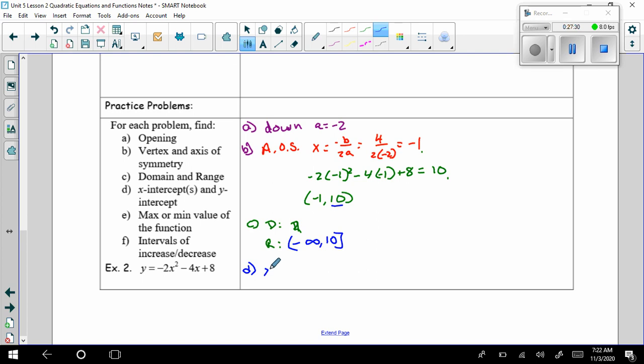D, my x-intercepts and y-intercepts. Well, my y-intercept is easier to find in standard form. My y-intercept is just 0, 8. We're going to write these as coordinates and not mix them up with like the axis of symmetry equation. My x-intercepts, I'm going to have to solve for those. So I'm just going to kind of do this out to the side here.